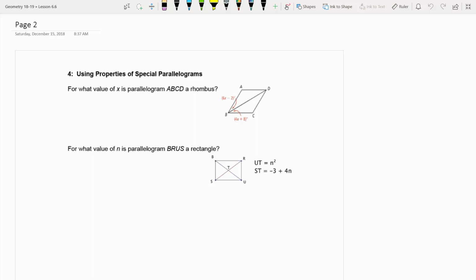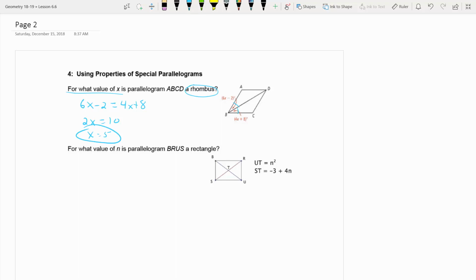So in this first one, they want to know for what value of x there's that converse type question again. Makes this a rhombus. So in order for us to have a rhombus, the angles have to be the same measure. The diagonal would have had to bisect those angles. So this angle and this angle would have to match. So in order to do that, we're going to set 6x minus 2 equal to 4x plus 8, and then we're going to solve. And so in this case, the value of x equals 5 gives us a rhombus here.